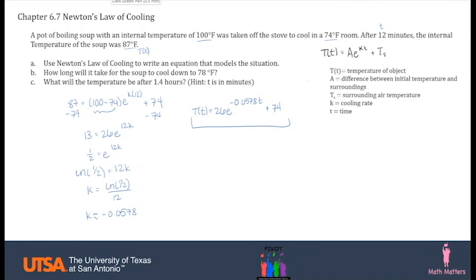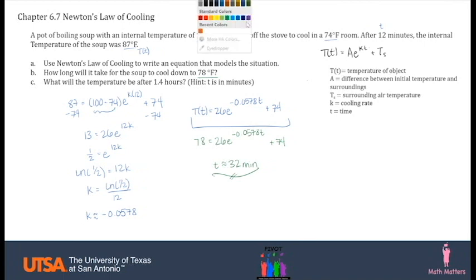Part B asks, how long will it take for the soup to cool down to 78 degrees? In this case, our temperature is given to us, and we want to solve for t. So we have 78 equals 26 times e to our k value times t, plus 74. If we rearrange this and plug it into the calculator, we end up with t is about 32. In this case, our unit is minutes, and this is rounded as well. So in about 32 minutes, it cools down to 78 degrees.